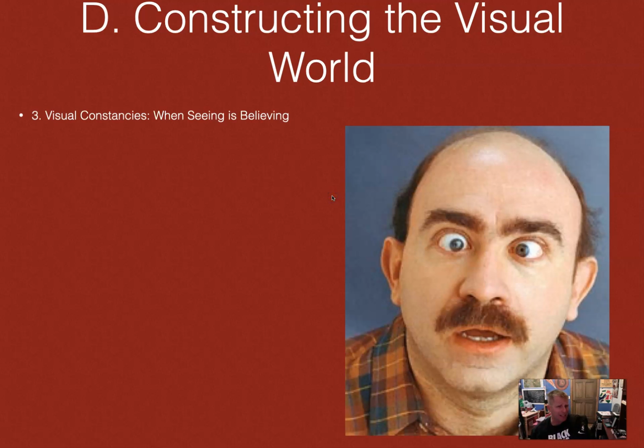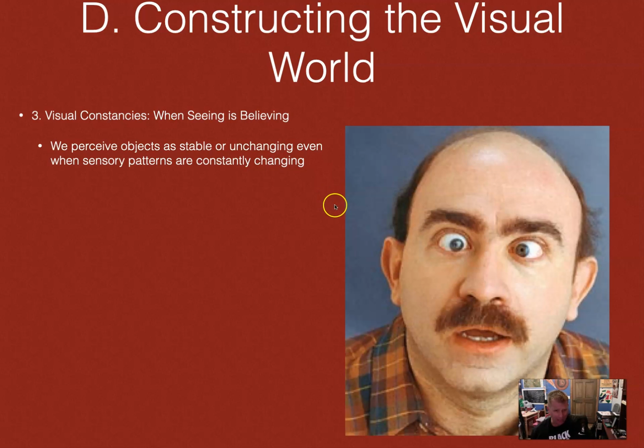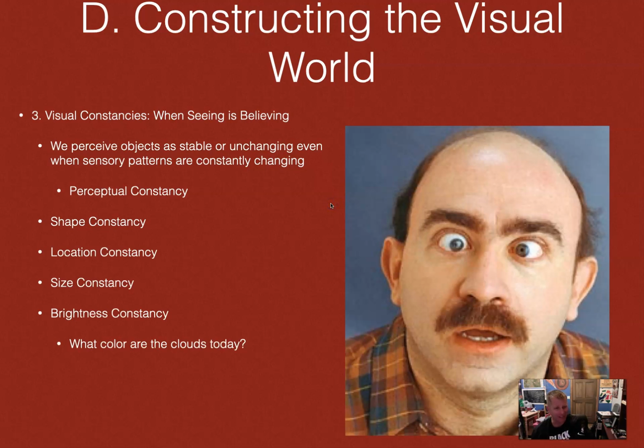Visual constancies is where seeing is believing. We perceive objects as stable and unchanging, even when sensory patterns are constantly changing. That's a fancy way to say optical illusions. This is perceptual constancy. We have shape constancy, location constancy, size constancy, brightness constancy. What's going on around affects how we see the shape, the location, the size. I asked what color are the clouds today? Trick question. They're always white. If you don't believe me, go up above sometime on an airplane. Color constancy, and then visual illusions, where seeing is misleading.